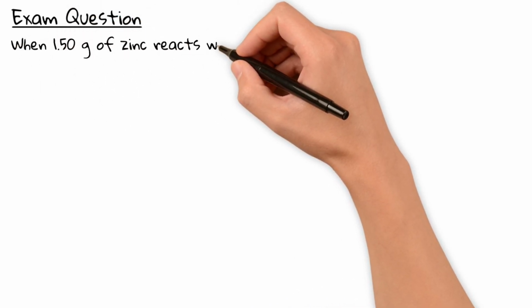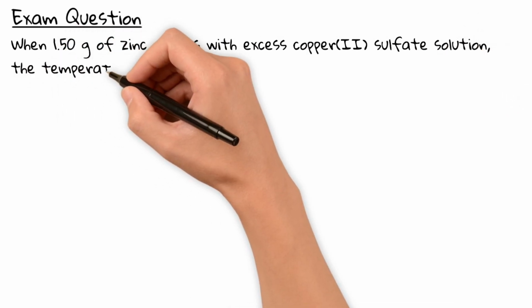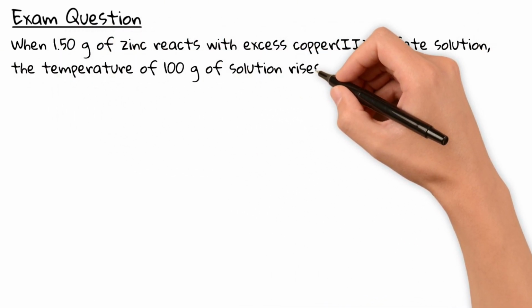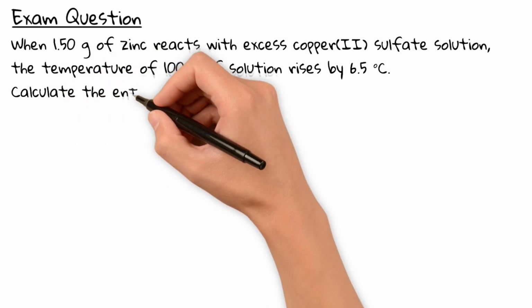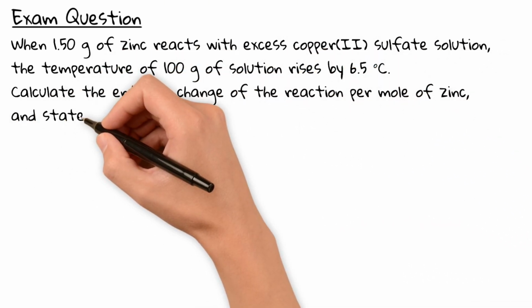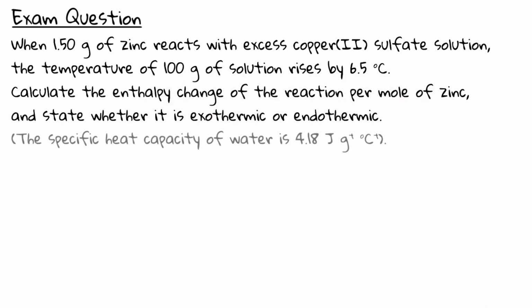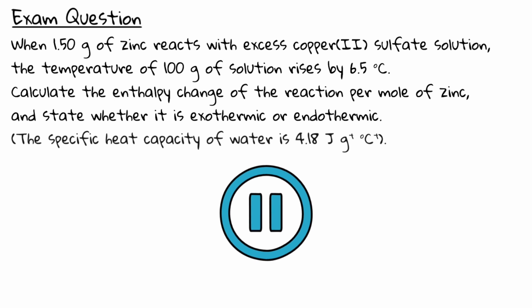Alright, let's test your skills with a past paper style problem. When 1.5 gram of zinc reacts with excess copper 2 sulfate solution, the temperature of 100 gram of solution rises by 6.5 degrees Celsius. Calculate the enthalpy change of the reaction per mole of zinc and state whether this is exothermic or endothermic. Pause the video and give it a try.